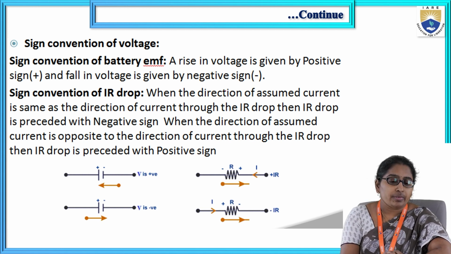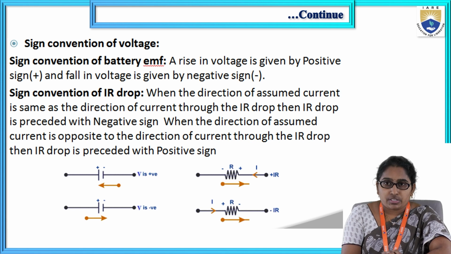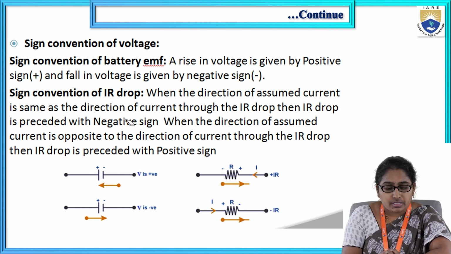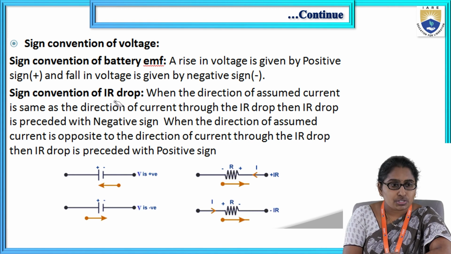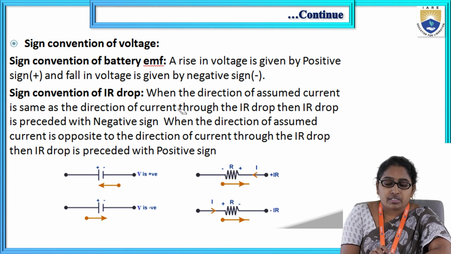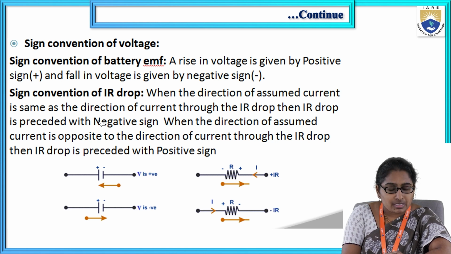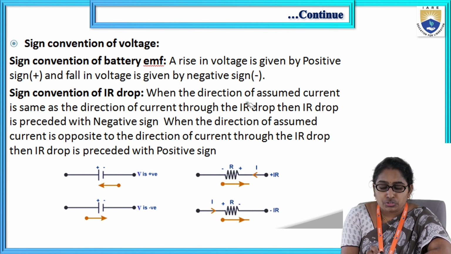Next, the sign convention for voltage drop. Here it is mentioned with respect to resistance drop IR. When the direction of the assumed current is the same as the direction of the current flowing through the resistor, then the IR drop is preceded with a negative sign. So here see the direction of the assumed current.